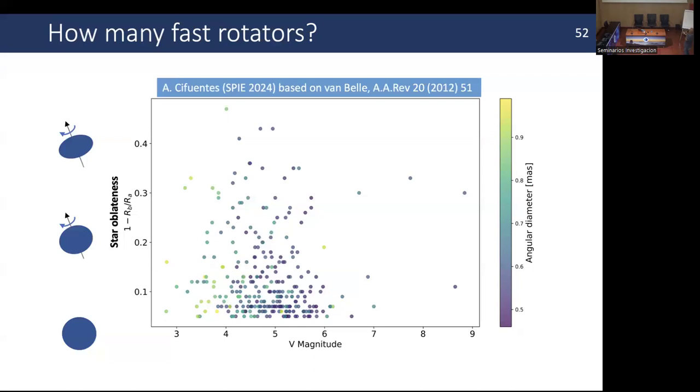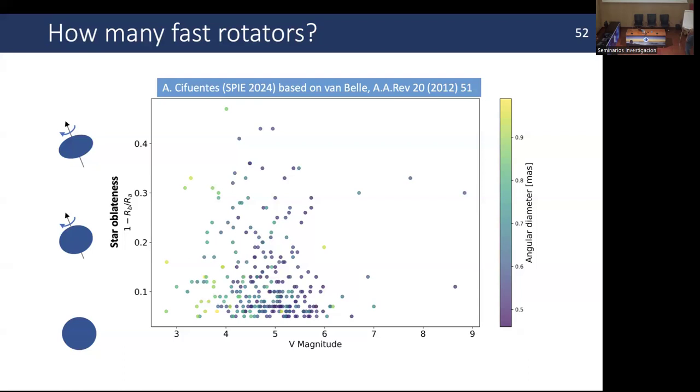So how many fast rotators are within reach? Here, this is a plot by Alejo Cifuentes from CIMAT. It's been shown these days at the SPIE conference. What I show here is the deformation of the star, what is called oblateness of the star. This would be a very symmetric star, a perfect sphere. And this would be a very distorted star, a very fast rotator, as a function of magnitude. This is based on a catalog of existing stars where we know the rotation speed. So we can predict the oblateness, the distortion of the star.